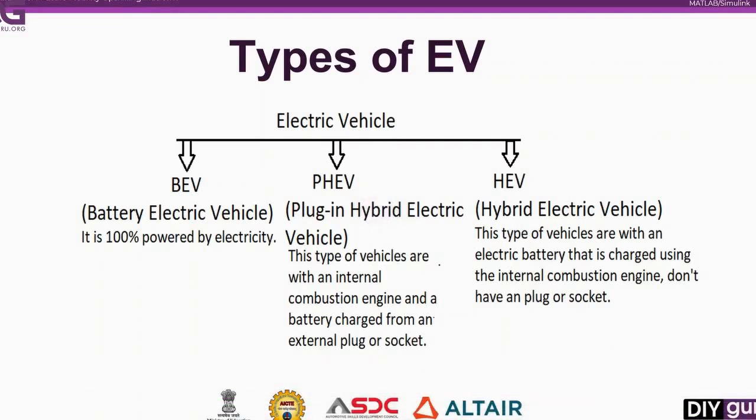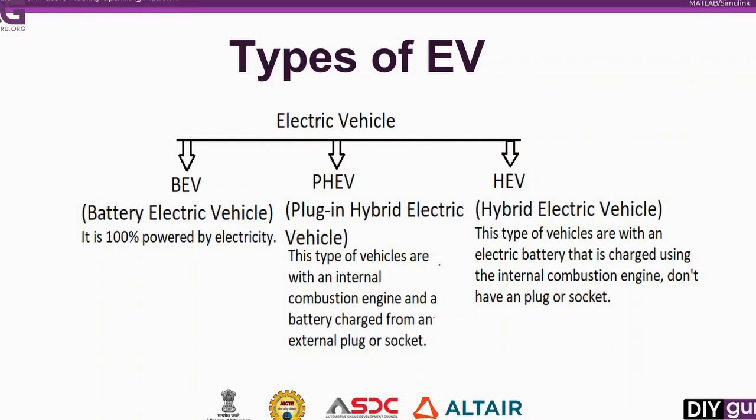more and more. And one very popular mention is the Tesla. So the Tesla range, Tesla Model S, Model X, Model 3, every one of them are a battery electric type only. So they are 100% powered by the electricity. They use only one source for energy storage, which is a battery.